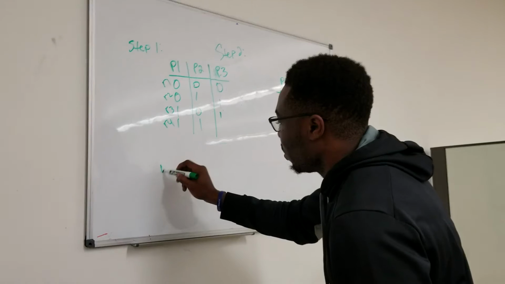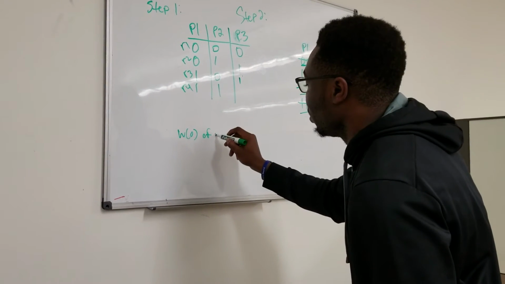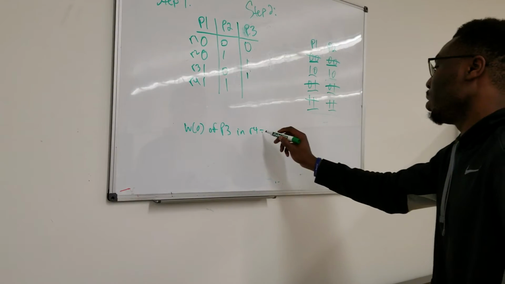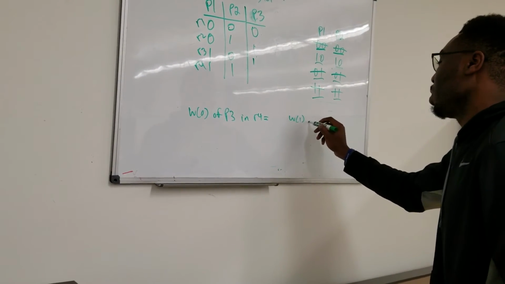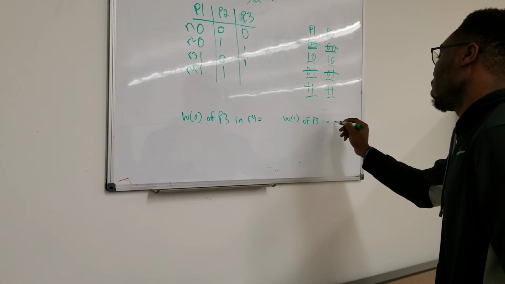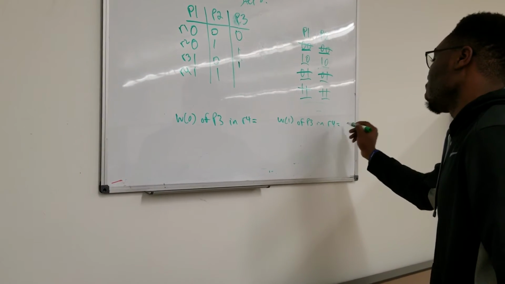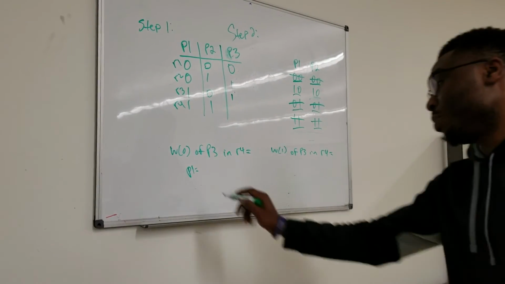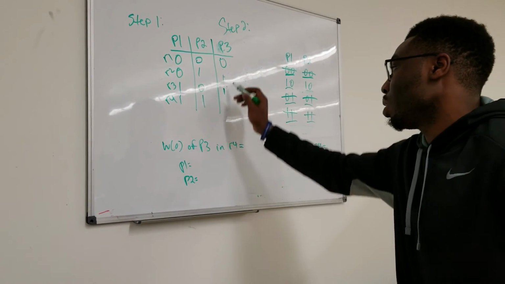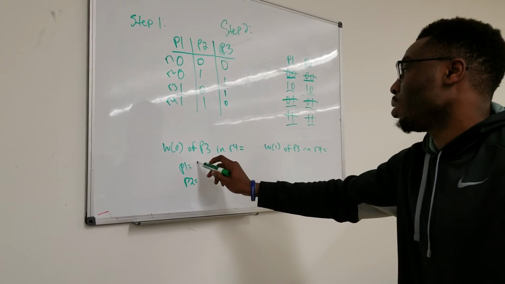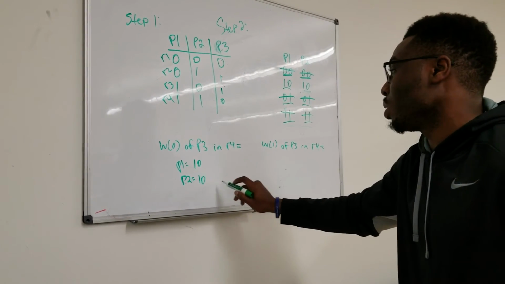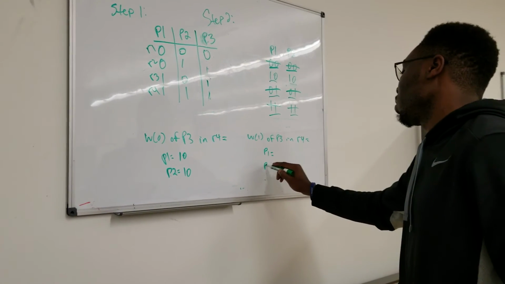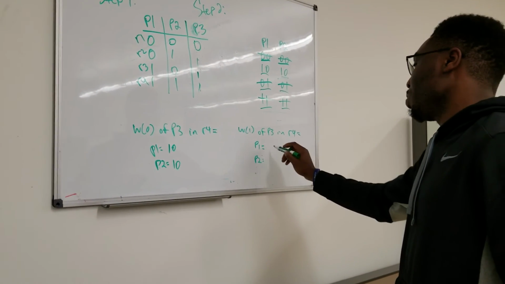So we look at the weight of 0 of P3 in row 4 is equal to that. Then the weight of 1 of P3 in row 4 is equal to that. So P1 and P2: if this is a 0, it will be 1 0 and 1 0. If this is a 1, it will be 1 1 and 1 1.